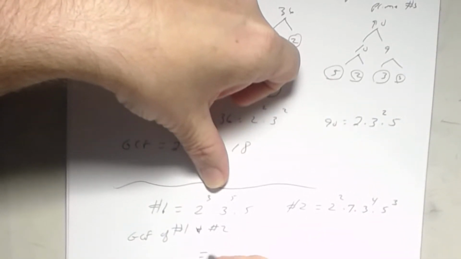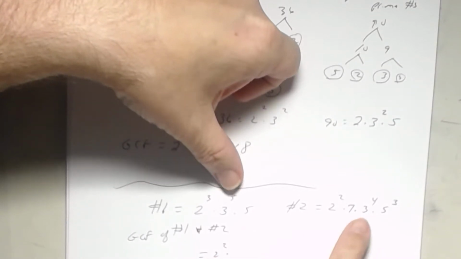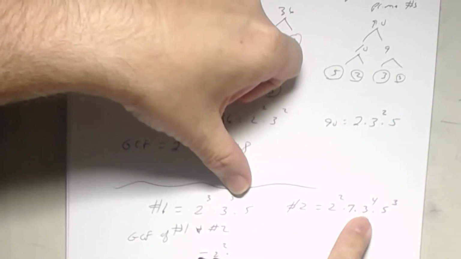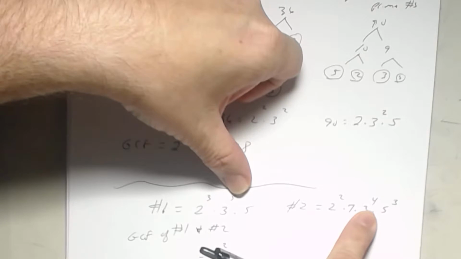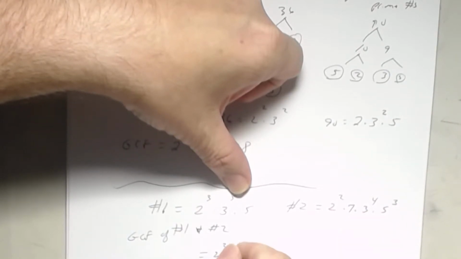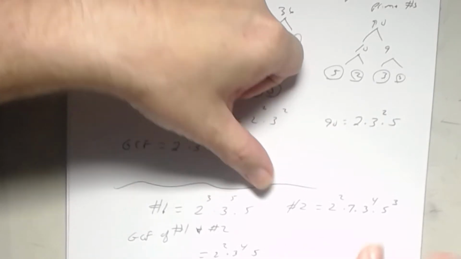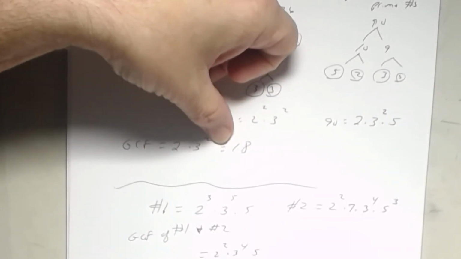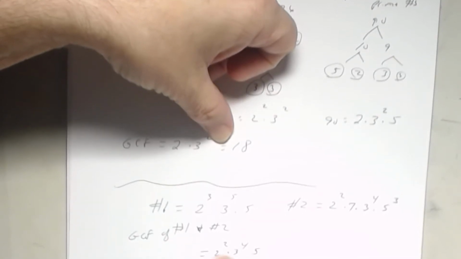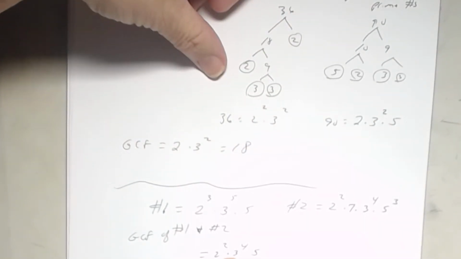So the GCF will be 2 squared times, do I have 3's in both of them? Yes. I have 5 here, 4 here. How many will I use? 4. 3 to the 4th. I have 5 and 5. How many do I use? 1. I have a 7 here, none here. Do I use it? No, because they don't have it in common. So whatever this product is would be your GCF.